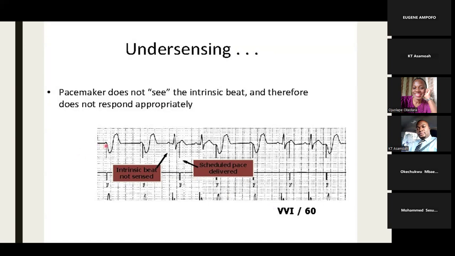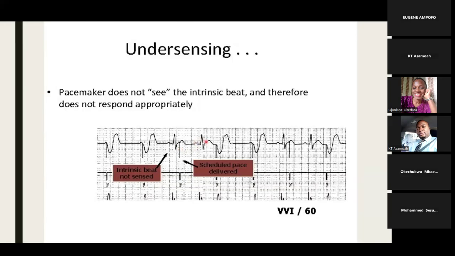So here you can see that you have a pacemaker spike and then ventricular depolarization. Pacemaker spike, ventricular depolarization. Here you can see that there's a sinus beat, PQRS, but the pacemaker didn't see it, so it still fired an impulse. Just that because at this point the ventricle was depolarized, even though you have the impulse, there was no capture because the myocardium is refractory.